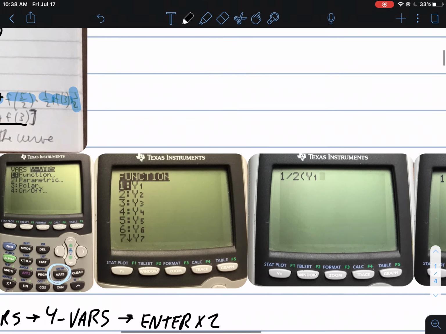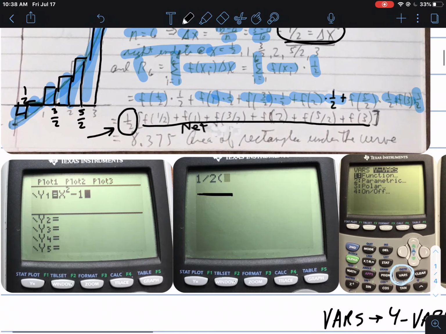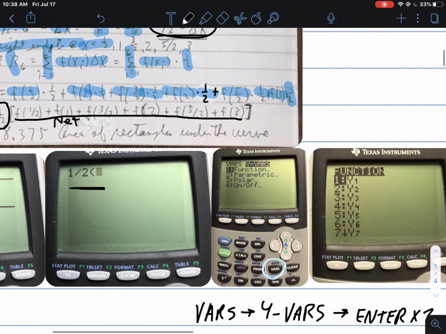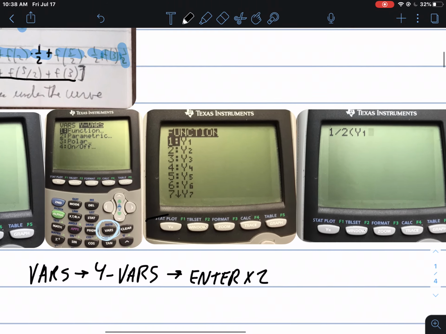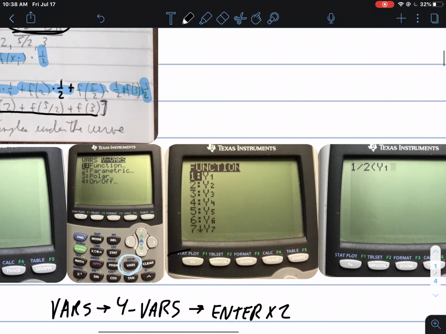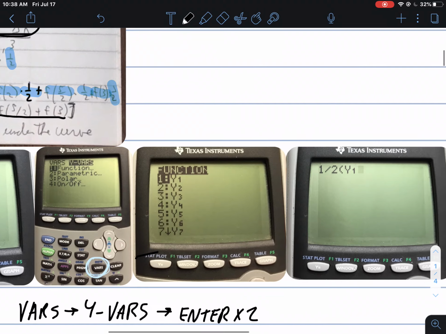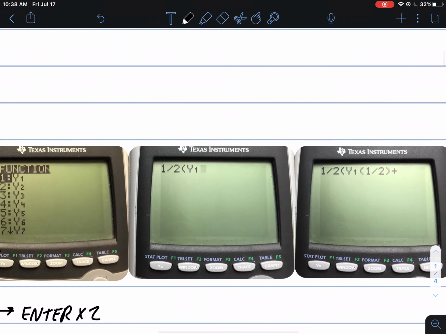All right, so let me recap that real quick. So we put our function into y1. We went back to the home screen. We put in delta x, open the parentheses. Then we do vars, y vars, and hit enter twice. And that will bring you back to your home screen, now with the y1.